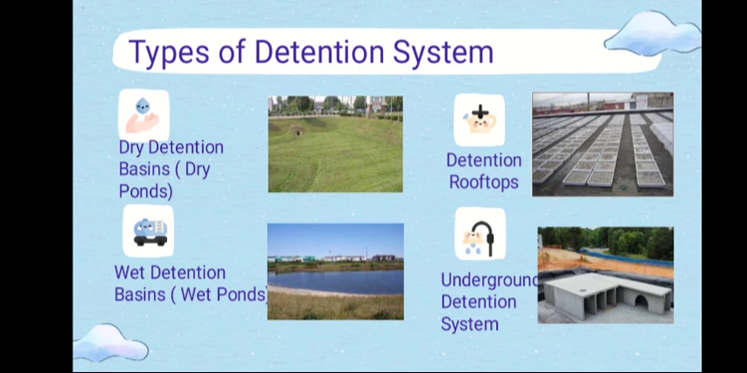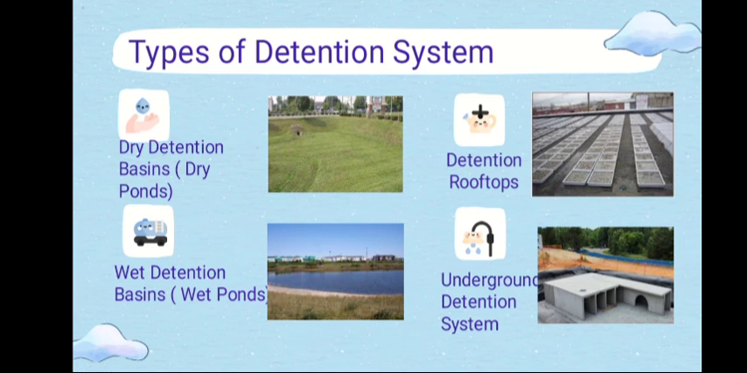The second kind of stormwater detention system is what we call the wet detention basin, which is the wet pond. It maintains a permanent pool of water but has additional storage capacity for temporary runoff during storms. Although primarily used for retention, wet ponds can serve a dual purpose and also provide detention.